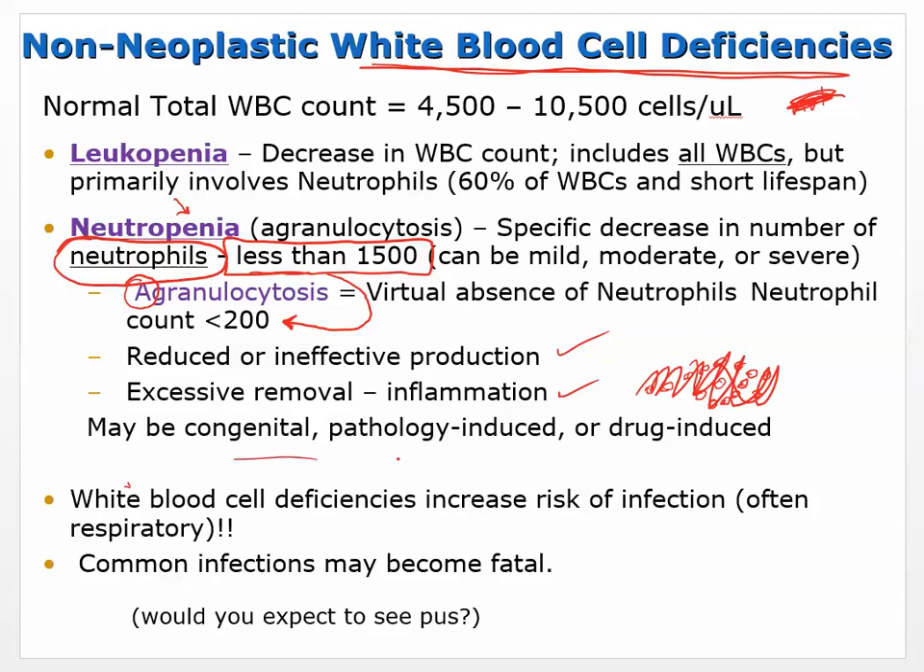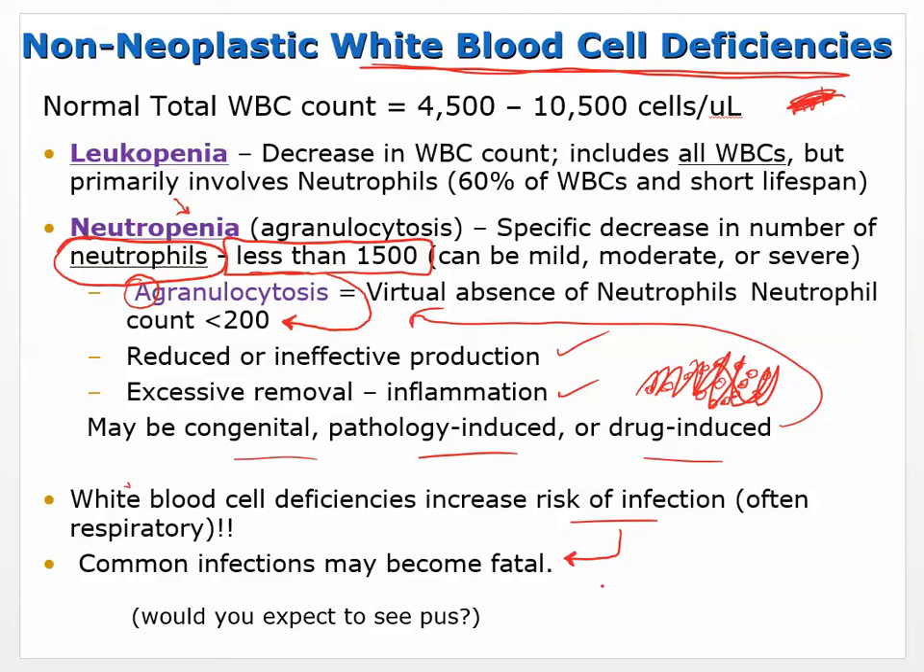So any of those. Maybe congenital, pathology-induced, or drug-induced. There are actually a number of different drugs where one of the side effects is agranulocytosis. All right, so white blood cell deficiency increases the risk of infection. I already mentioned that, and that can cause just a common infection to become fatal.